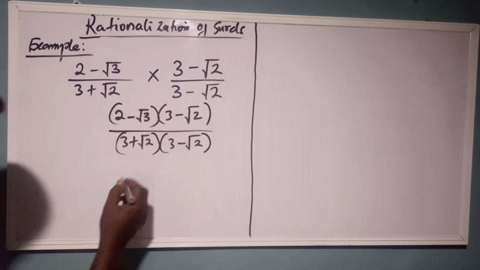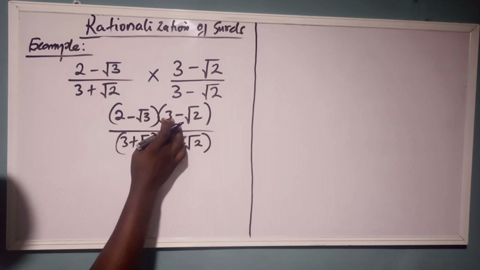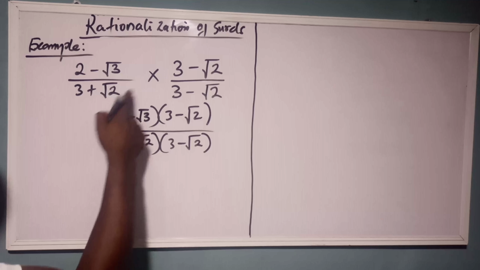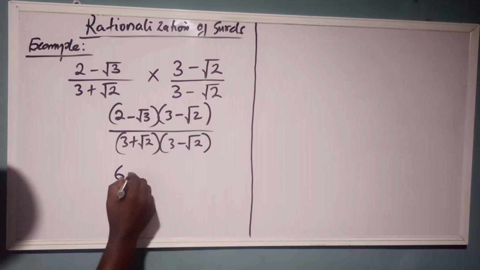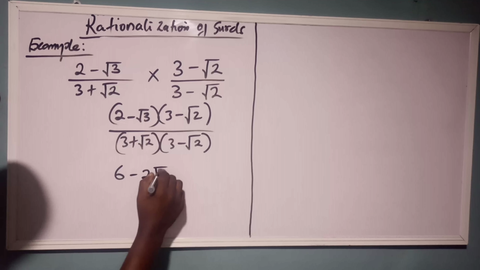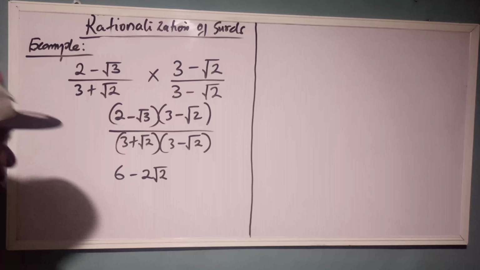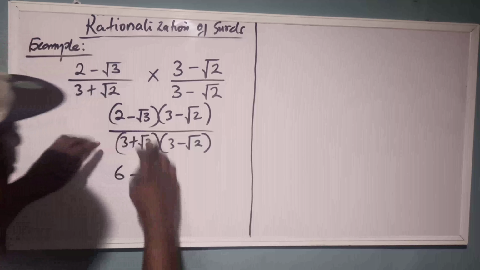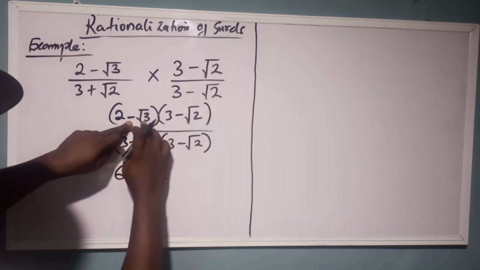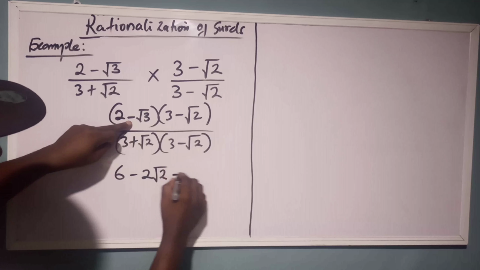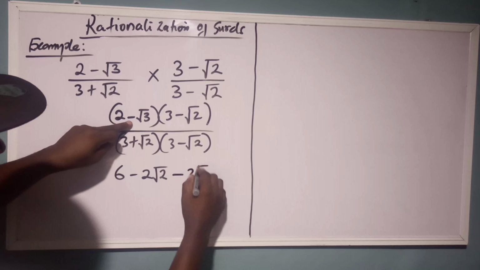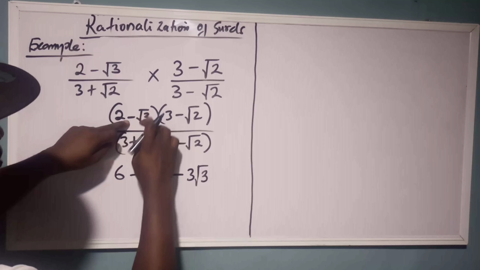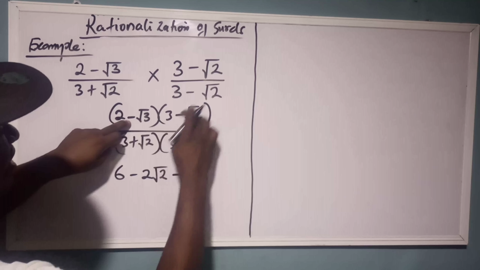So expanding the bracket, I'm going to multiply number by number and root by root, and then do normal expansion. So to start, I will say 2 times 3, and this same 2 times negative root 2. So let's start with that first. 2 times 3 gives me 6. Then 2 times negative root 2 will give me negative 2 root 2. Now let's go to the next one. We have negative root 3, so we use it to also multiply these two. Negative root 3 times 3 will give you negative 3 root 3.